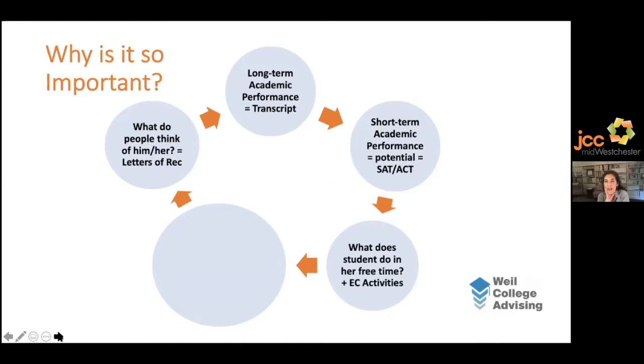What does the student do in their free time? That is the extracurricular activities. What do they choose to do on a weekend or after school? That also informs what they like and what kind of student they are.